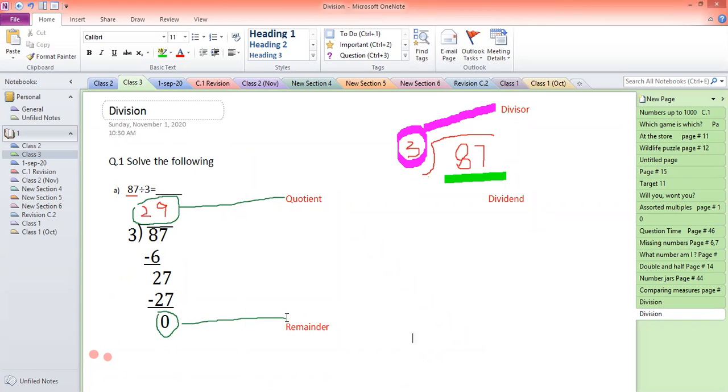This 0 is your remainder. This can be 0 also, this can be 1, 2. In a different question it can be different. And if I ask you what is your answer, your quotient is your answer. So 29 is the answer. 87 divided by 3 equals 29. I hope it is very clear to you now.